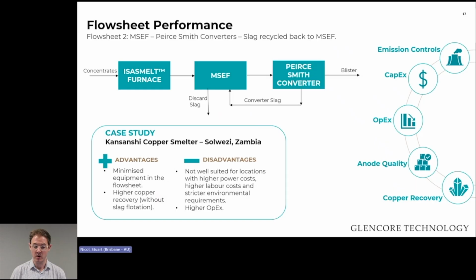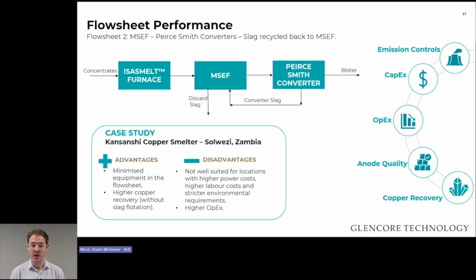The next flow sheet is one of the other common ones which you'll see, particularly in Zambia. So this is an Isasmelt furnace with a matte-settling electric furnace and a Pearce-Smith converter. In this particular flow sheet, the matte-settling electric furnace is used for two duties. The first one is to do primary slag settling, and the other one is to do Pearce-Smith converter slag cleaning. So both slags are charged into the same furnace, and they add metallurgical coke into that furnace. So it reduces the number of equipment in the flow sheet.